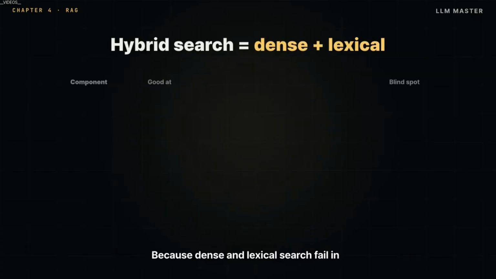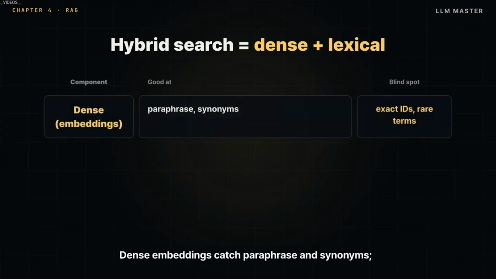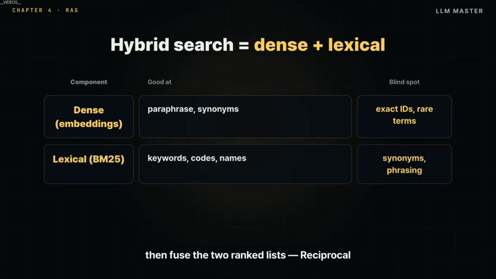Because dense and lexical search fail in opposite ways, the production answer is to run both. That's hybrid search. Dense embeddings catch paraphrase and synonyms. BM25 nails exact keywords, product codes, error strings, and proper names that embeddings smear together. You issue the query to both, then fuse the two ranked lists. Reciprocal rank fusion is the common, robust trick because it combines by rank position and sidesteps the problem that the two systems produce scores on totally different scales.